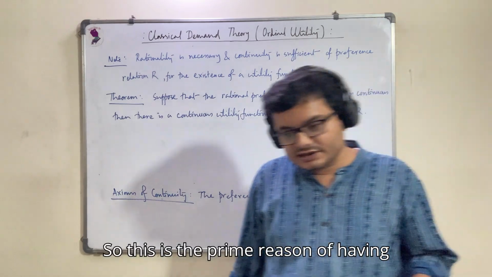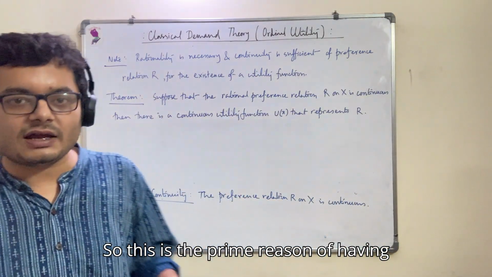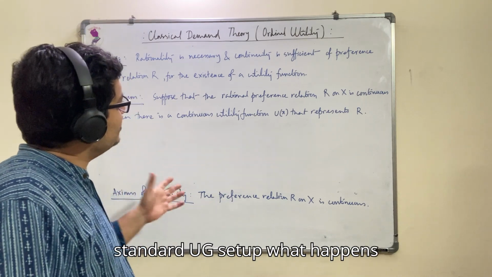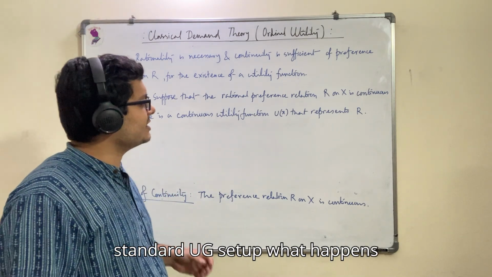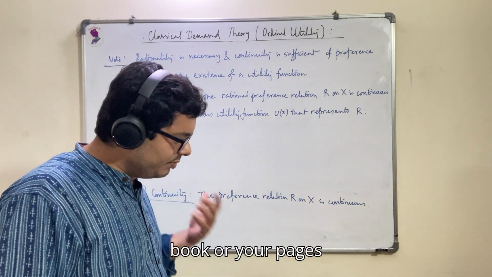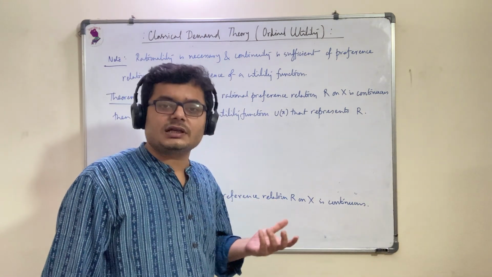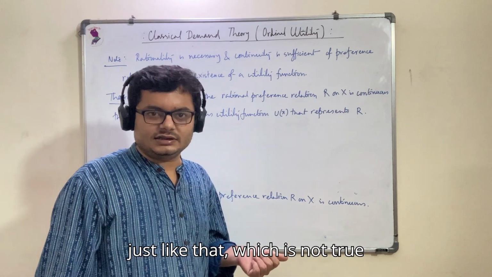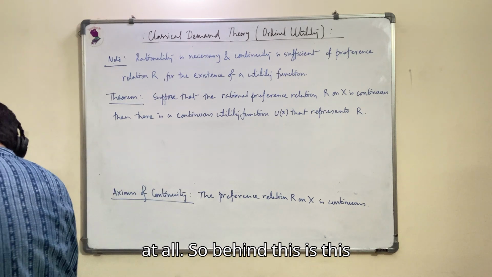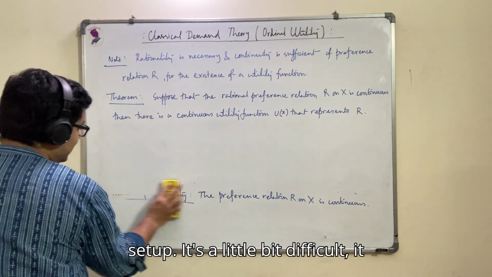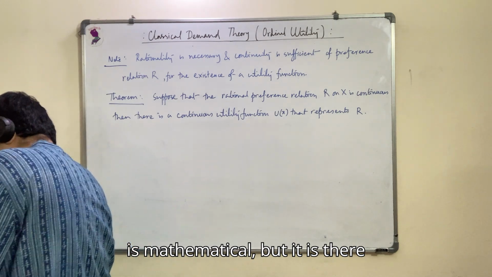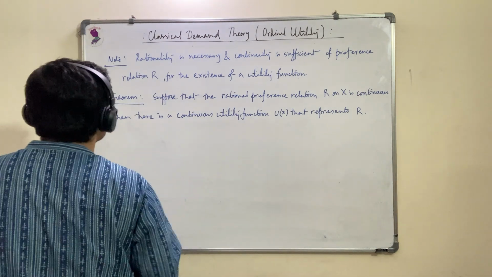Okay, so this is the prime reason for having this class: in a standard UG setup, everything comes to your board or your book or your pages just like that, which is not true at all. Behind this is this setup. It's a little bit difficult, it is mathematical, but it is there whether you like it or not.